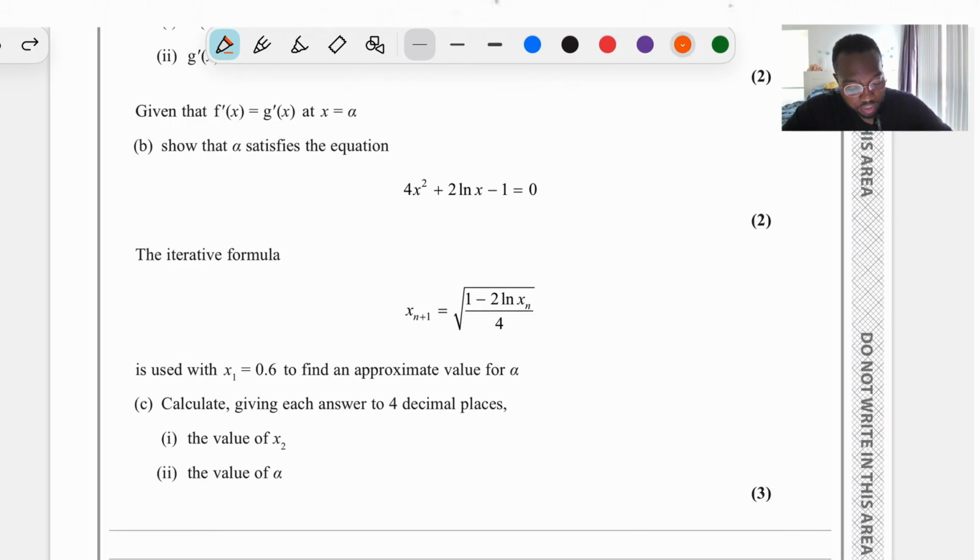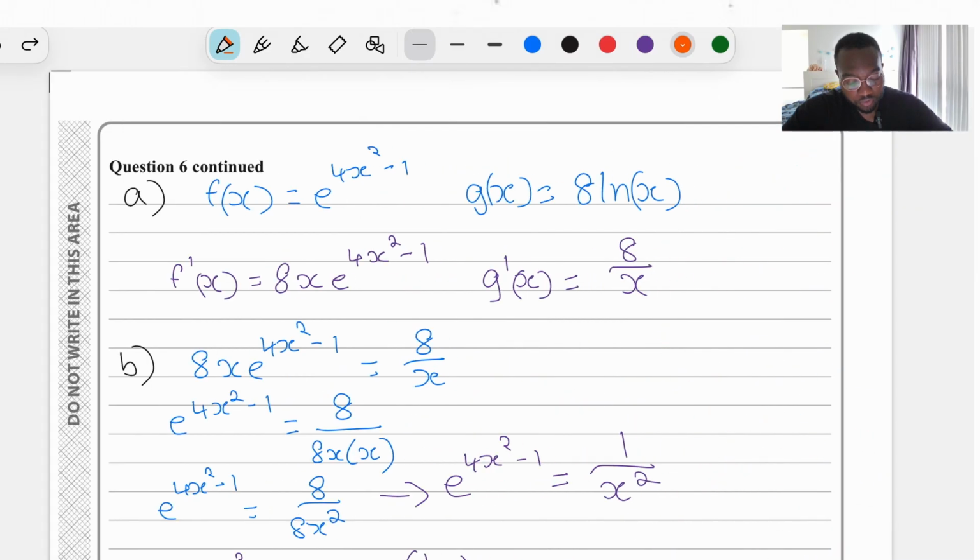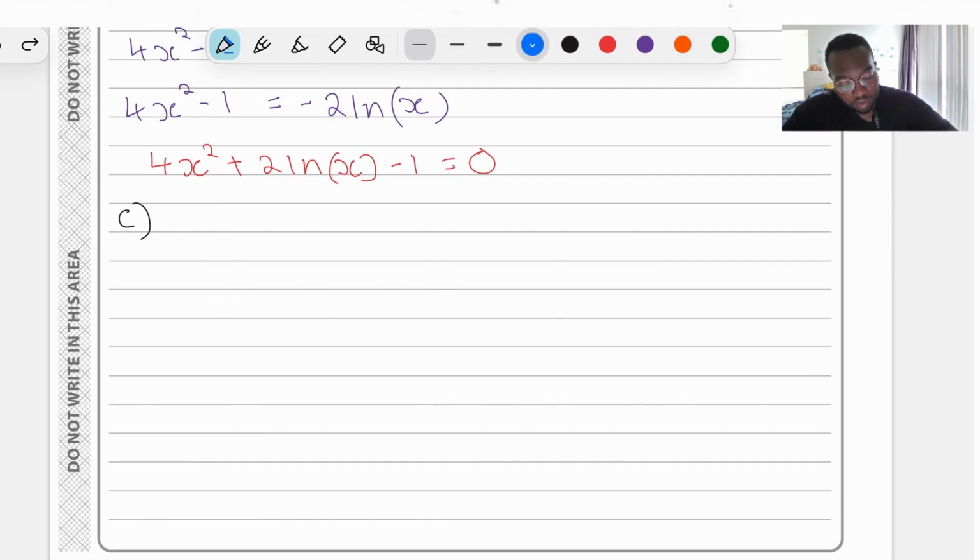So for question C, we have this iterative formula. And when we use x1 is equal to 0.6, we can find an approximate value for alpha. So we need to calculate, giving each answer to 4 decimal places, the value of x2 and the value of alpha. So using that formula, we have that x2 is equal to the square root of 1 minus 2 ln of x1, okay? And that is over 4.